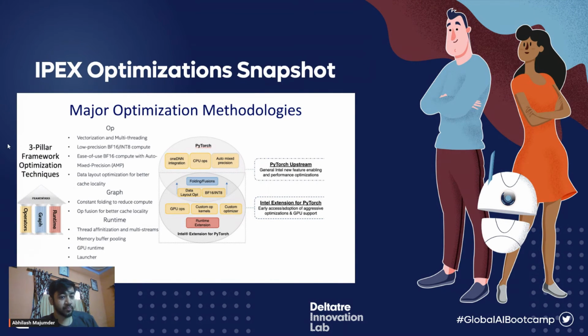For the operation-specific optimizations, these include certain kernels that you are optimizing. So low precision bfloat16 or int8, ease of use of bfloat16, auto mixed precision like Torch AMP. We have the support for IPEX as well. Auto mixed precision is nothing but transferring data to and fro in different data types. Data layout optimization in your tiled CPUs, cache locality, which we have already talked about.